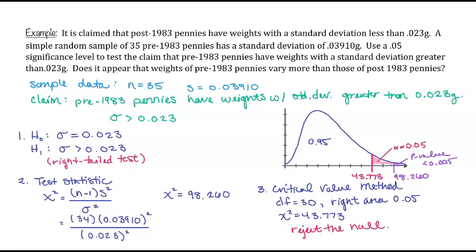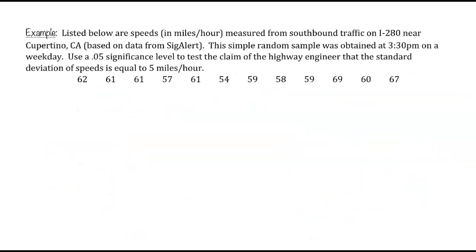Let's take a look at another example. Listed below are the speeds in miles per hour measured from southbound traffic on I-280 near Cupertino, California. This simple random sample was obtained at 3:30 p.m. on a weekday. Use a 0.05 significance level to test the claim of the highway engineer that the standard deviation of speeds is equal to 5 miles an hour.